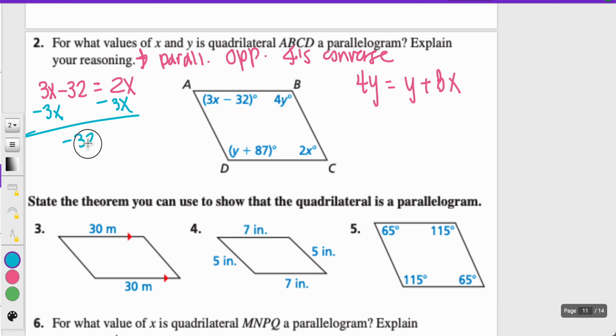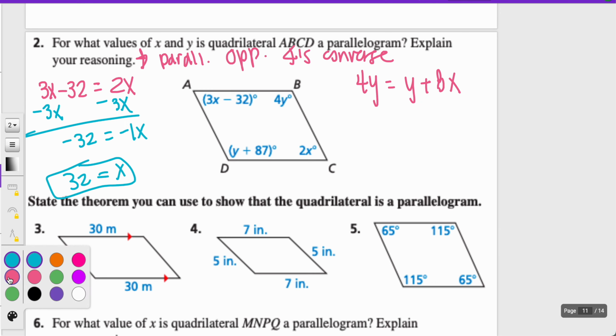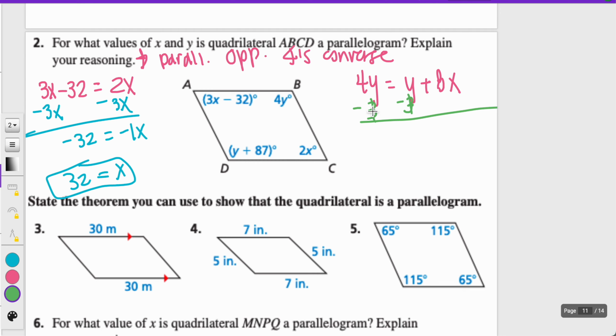I'll get negative 32 is equal to negative 1x, or x equals 32. And then for my y's over here, moving my 1y over to get 3y is equal to 87. I don't know why I wrote 8x. Dividing both sides by 3, I'm going to get y is equal to 29. Okay? Number 3, 4, and 5.